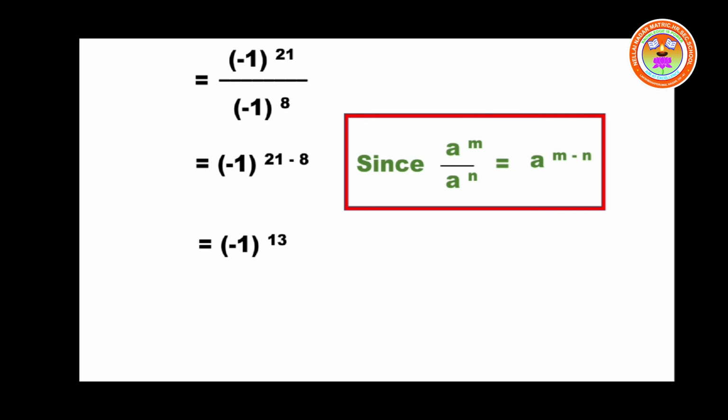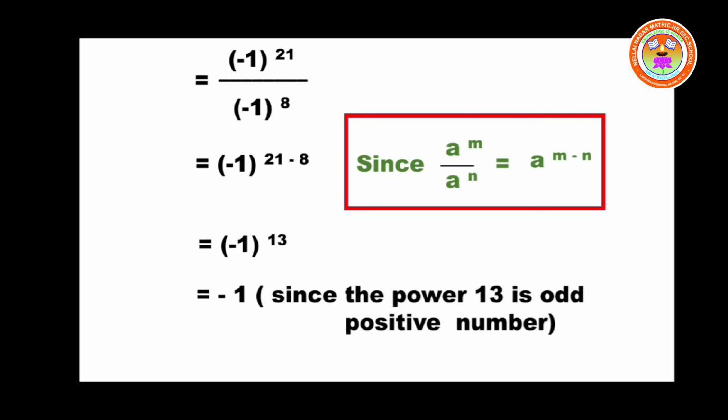If it is an even power, for example minus 1 the whole square, minus 1 into minus 1, you will be getting plus 1 because minus into minus is plus. In case it is an odd power, like a cube, minus into minus plus, plus into minus, minus only. So here the answer is minus 1, since the power 13 is an odd positive number. So it is minus 1 only. Now let us move on to problem number 5.